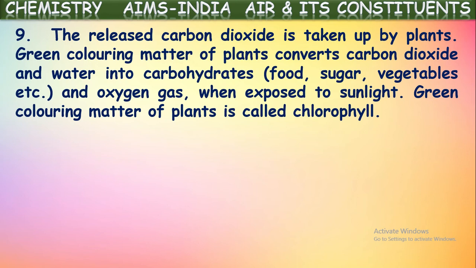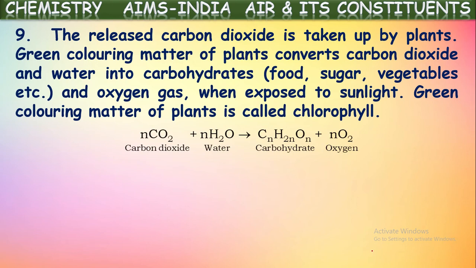carbon dioxide and water into carbohydrates, the food which is needed by the plants. So food is prepared by the plants from carbon dioxide and water in the presence of sunlight. This process is called photosynthesis, as we know. Here the green coloring matter of plants by which this food process happens is called chlorophyll. Okay. So see here, the carbon dioxide released by human beings and animals is taken by the plants and converted into food with the help of water and sunlight in the presence of chlorophyll.